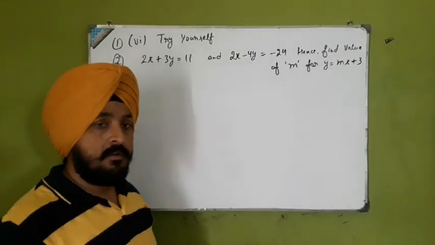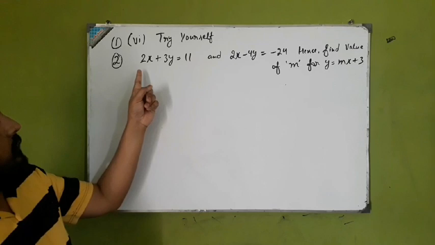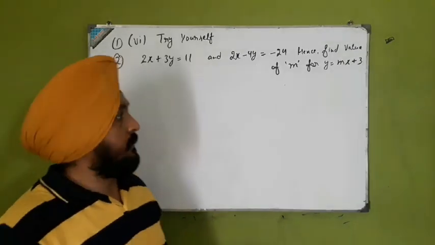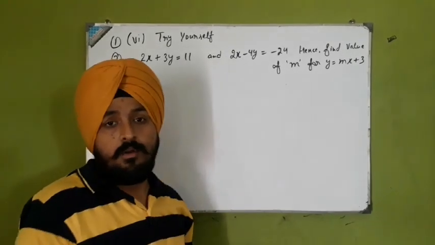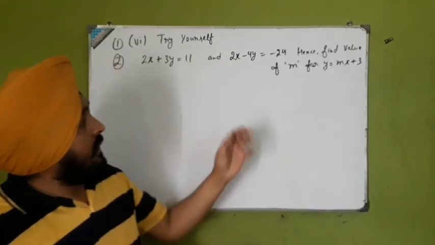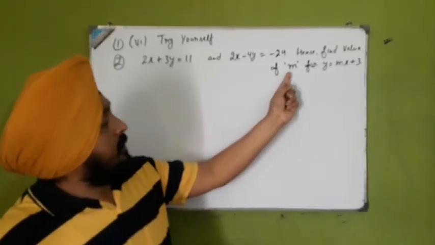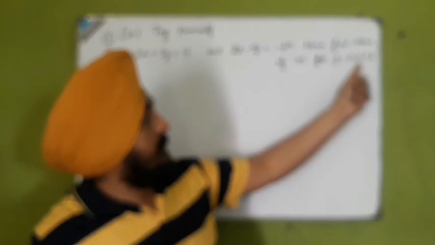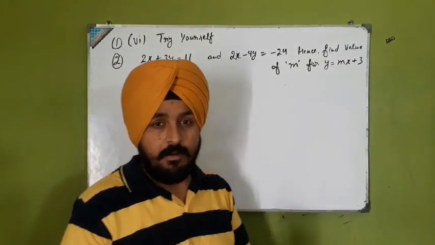Now this sixth part you have to try yourself for the first question. Now look at the second question statement. 2x plus 3y is equal to 11 and 2x minus 4y is equal to minus 24. Hence find the value of m for y is equal to mx plus 3. It is a very simple question.